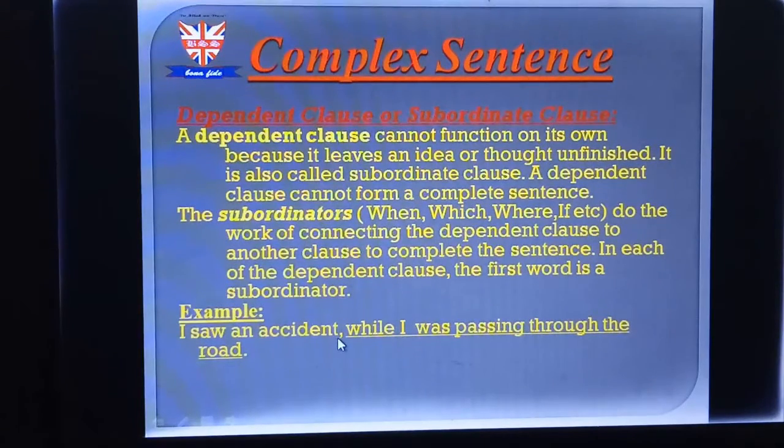I saw an accident while I was passing through the road. Look at the second part of the sentence, while I was passing through the road. So if I would say I was passing through the road, that would be a complete sentence or principal clause. As I have added while here, it has become a dependent clause. And this part of the sentence is depending on the other part of the sentence, that is, I saw an accident. So this is a complete sentence, and this sentence is called a complex sentence.